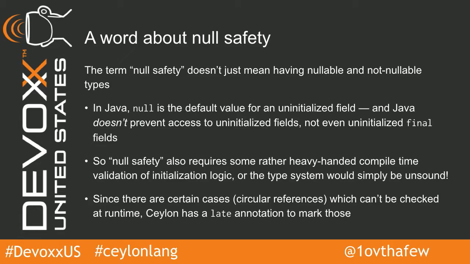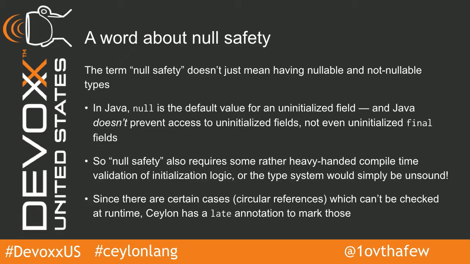This problem of null safety is as much about initialization logic as about anything else. So in Ceylon, in order to preserve the soundness of the type system, where null can't be assigned to something that's declared non-null, we actually have some pretty heavy-handed compile time validation of your initialization logic in a class or whatever it is. The type checker looks at how you've initialized your field and prevents you from accessing the fields of your own class in a way which would expose an uninitialized value of a field.